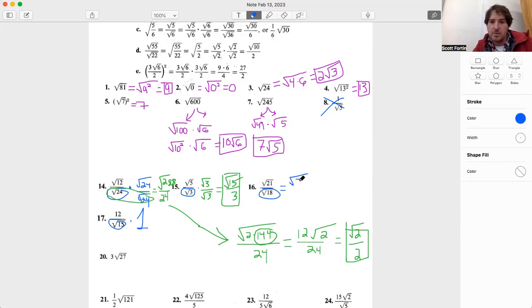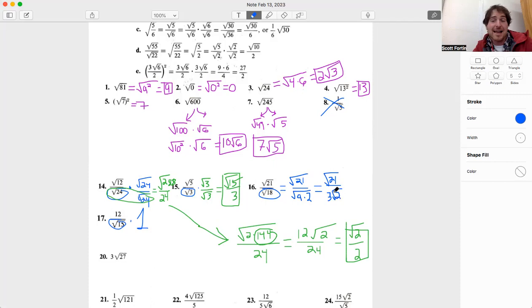So I'll leave this here, square root of 21. But I can take a square root of something that goes into 18. Okay, what are my factors of 18? One that I can take a square root of: 9 and 2. So I actually can start simplifying this here. I get root 21 over 3 root 2.